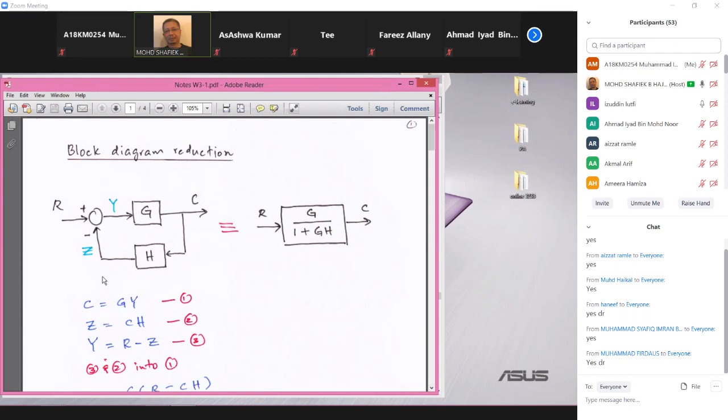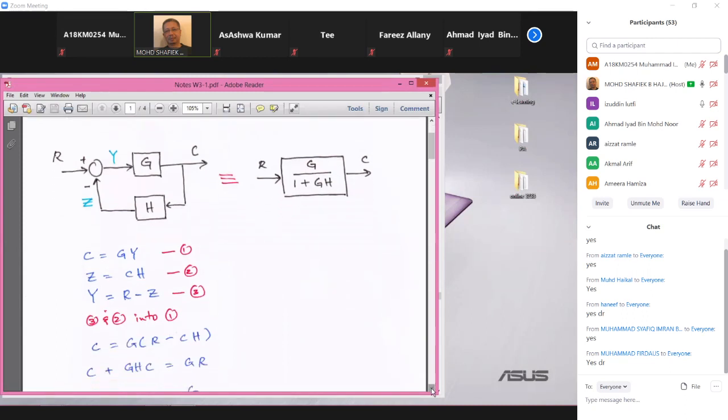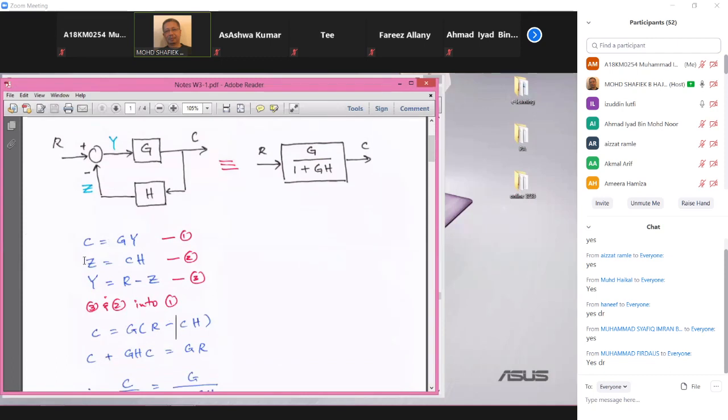We have this feedback loop, and then we have these signals R and C. R is the input, C is the output. And then we have two more variables, Y and Z. You can simply write C is equal to G multiplied by Y, and the signal Z is C multiplied by H from the block diagram, and then Y is just R minus Z. So we have these three equations, and if we are interested in only R and C, from these three equations you can eliminate Y and Z.